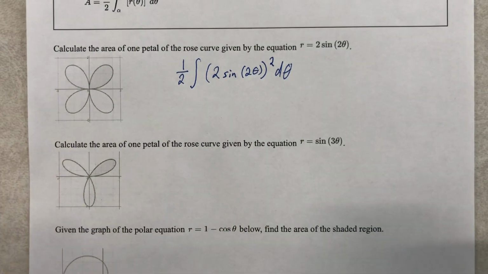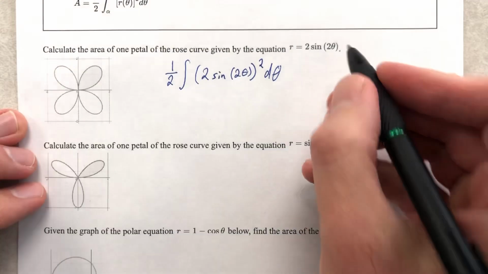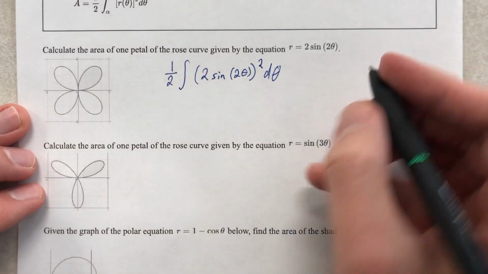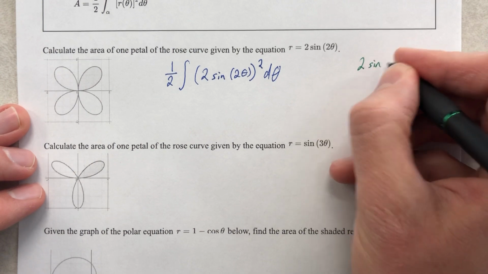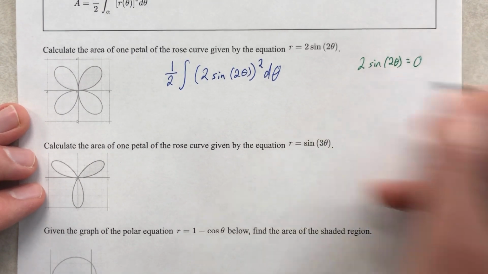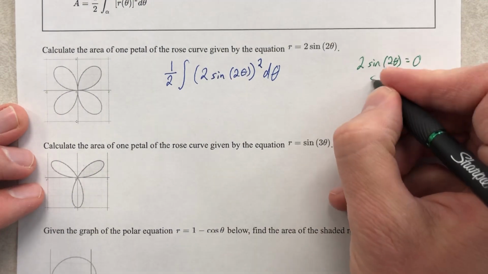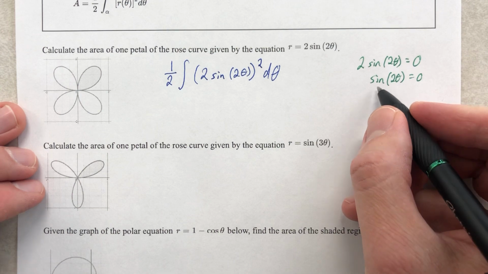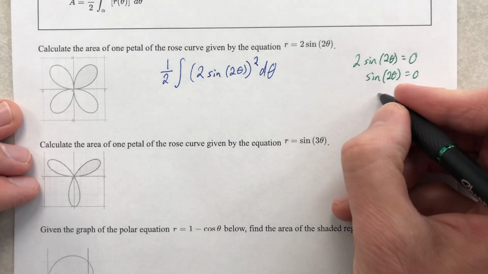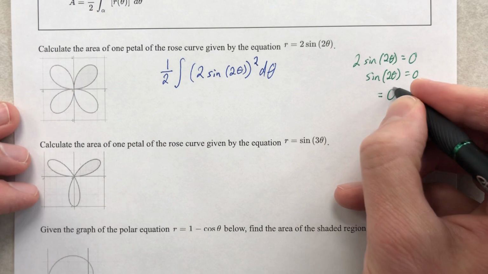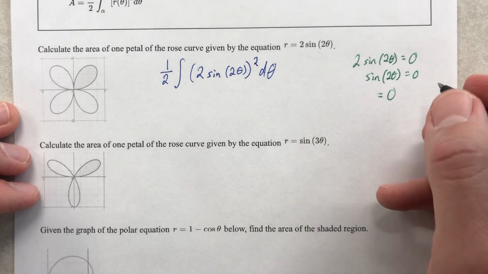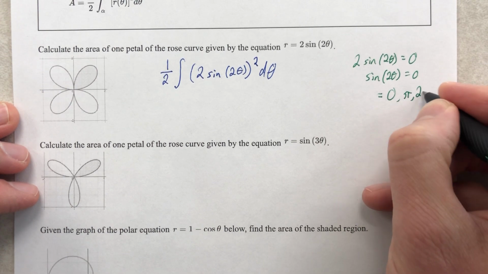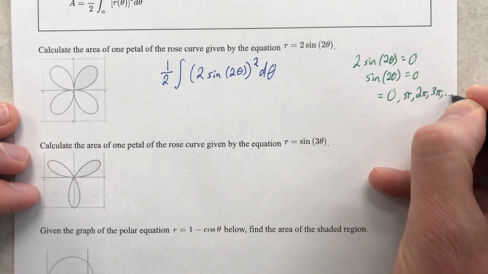So here's the question. At what values of theta do we have a radius of 0? So 2 sine of 2 theta is equal to 0. Solve that. We'll divide by 2, so sine of 2 theta is equal to 0. And then we're going to say, well, sine of what is 0? Well, 0 radians, basically. Pi radians would give me a sine value of 0, or 2 pi radians, or 3 pi radians, and you can see where this is going.